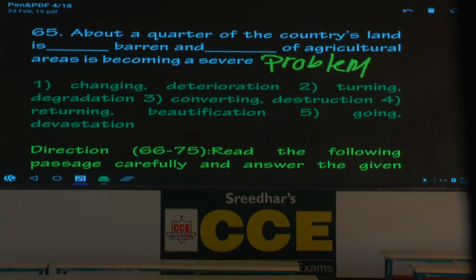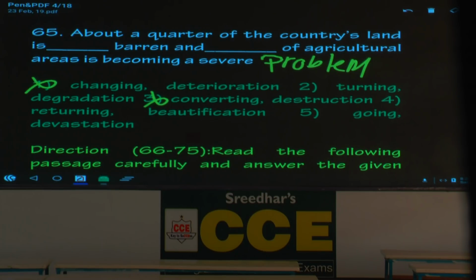Now we'll see the options. About a quarter of the country's land is changing barren. Can you use the expression changing barren? It is not correct. Please mark it wrong. Turning barren, perhaps right, hold that one. Turning barren and degradation of agricultural areas is becoming a severe problem. This also seems right, hold that one. Converting barren, not correct. No, you cannot use. Changing to some extent, okay, but here converting, it involves a third party, then you cannot use. Mark it wrong. Now what is the fourth option?